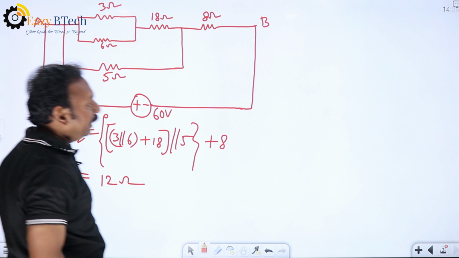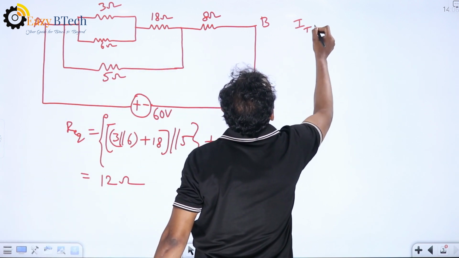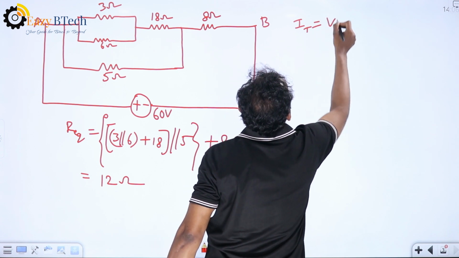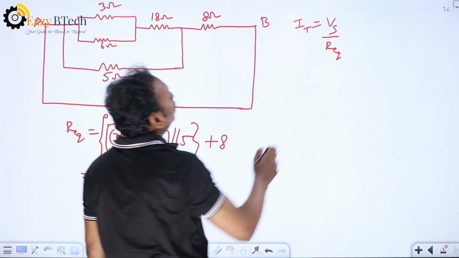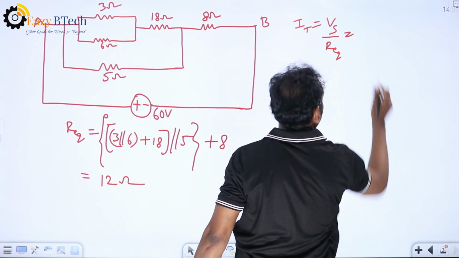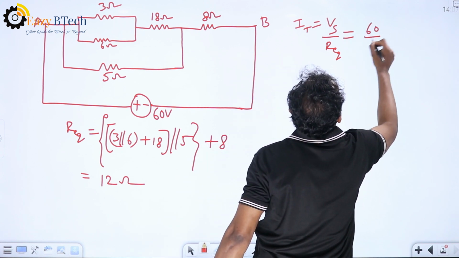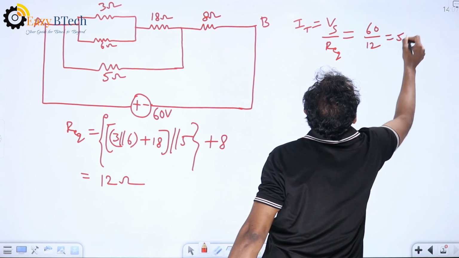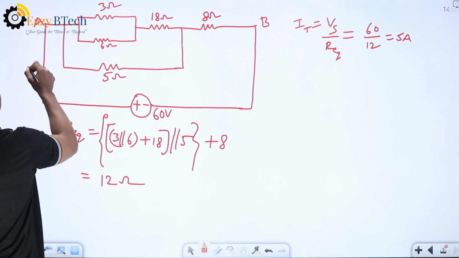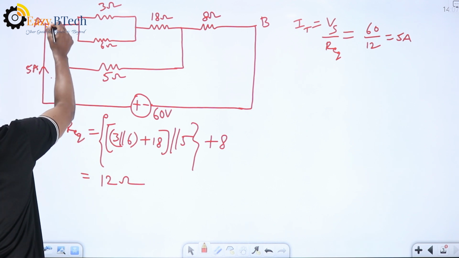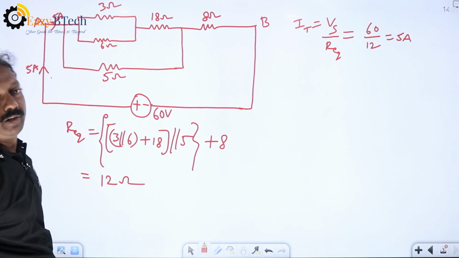Now, we have to find the total current. Whenever we are applying the current division rule, we have to find the total current. I total equal to supply voltage by R equivalent. Here the supply voltage given in this problem is 60. 60 divided by 12 will get 5 amp. So this is the total current, 5 ampere. So from here the current is dividing.